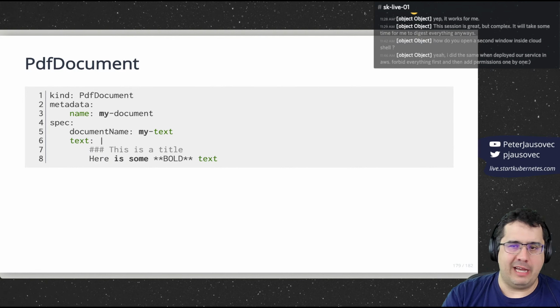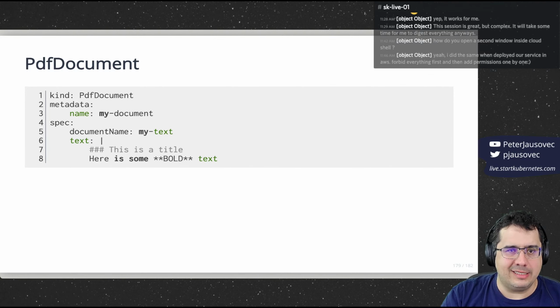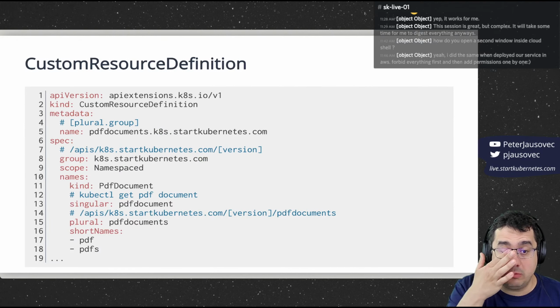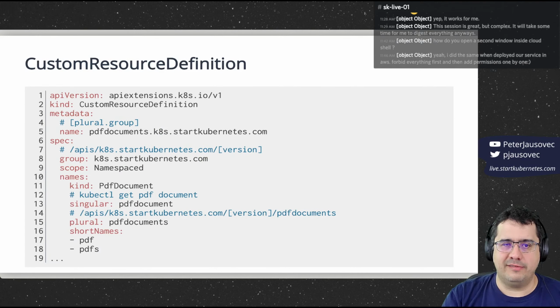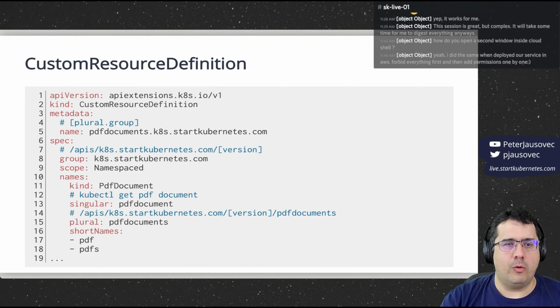Because we don't have an API version, right? We need to tell Kubernetes, which has no clue what a PDF document is, right? So we need a way to tell Kubernetes, hey, this is what this resource is about. Now, the way to do this is with the custom resource definition resource. So here's how this CRD, custom resource definition, could look for this PDF document resource.